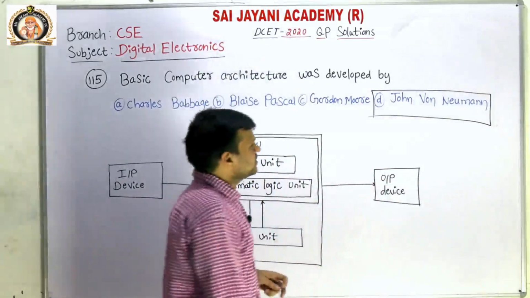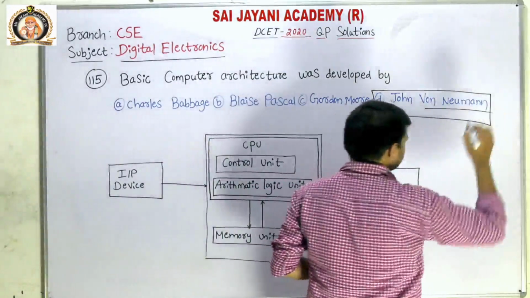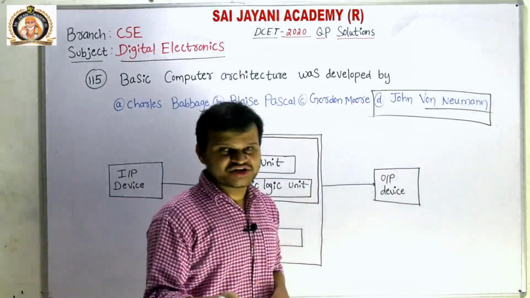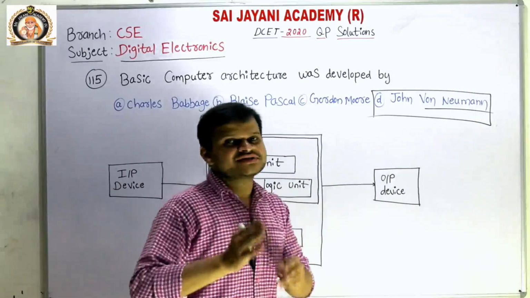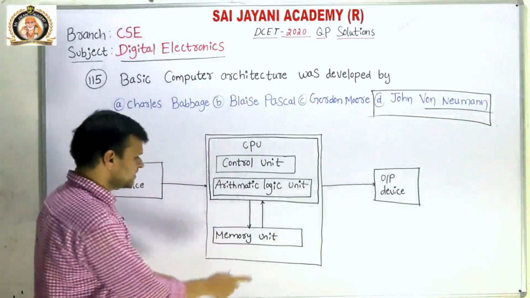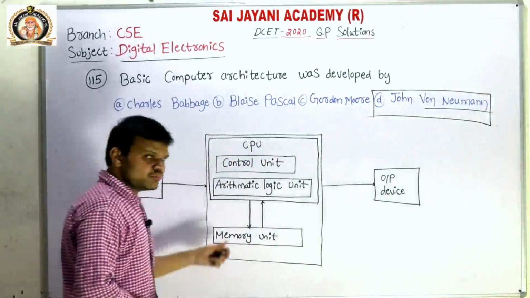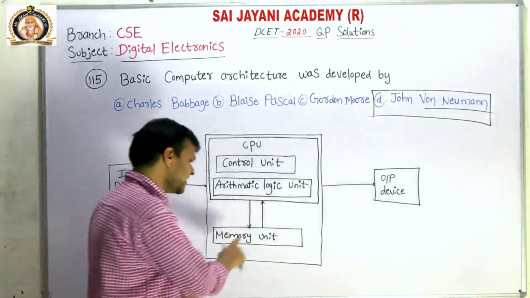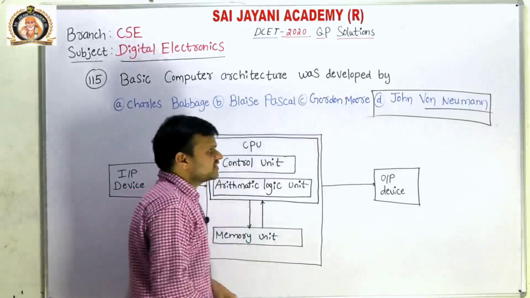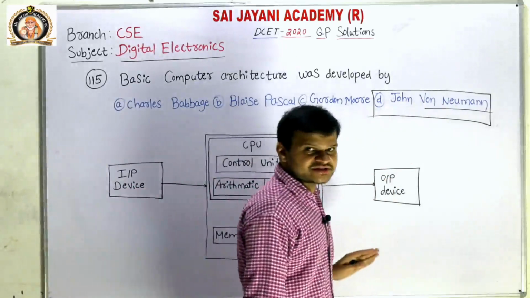Also, in von Neumann architecture, both the program or instructions and data are stored in the same memory space. When we consider this memory unit, both instructions as well as data are stored in the same memory unit in the case of von Neumann architecture.